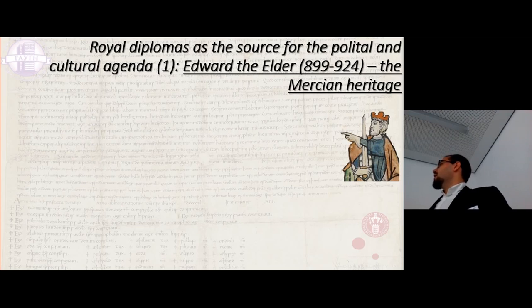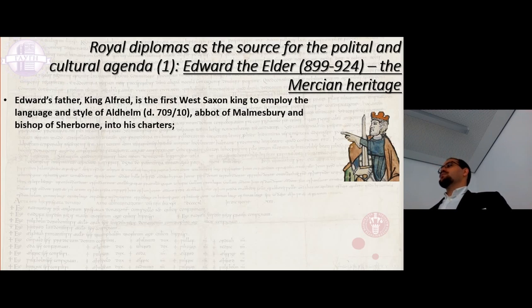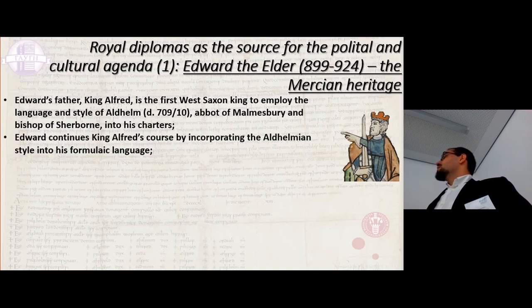So first, we're going to look at Edward the Elder. So he supposedly was trying to claim the Mercian heritage. In Mercia, the greatest writer was Aldhelm, and King Alfred and his son were trying to incorporate the language of the Mercian charters into their own charters, because the West Saxon charters prior to King Alfred, the father of King Edward, were quite technical. That's one of these. So there's even a term, Aldhelmian language.